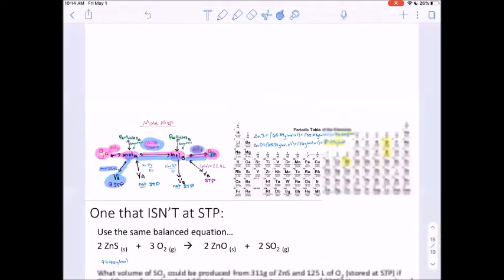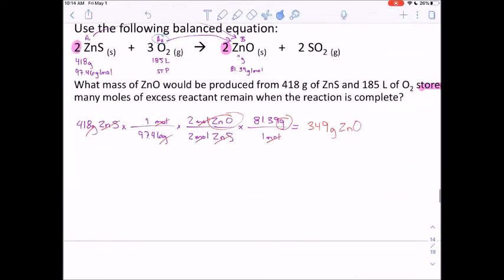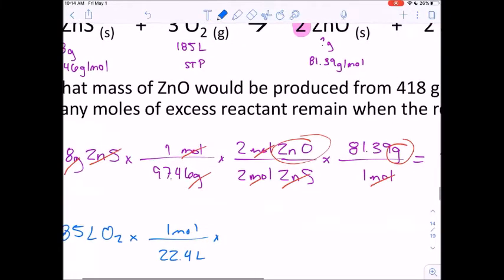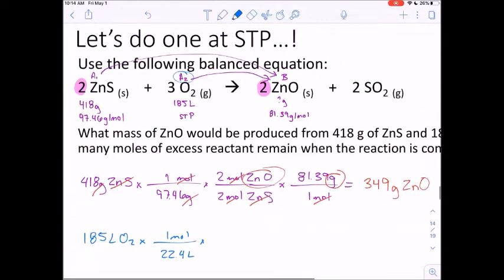So let's go back to our problem here. We're going to start by writing down our information. So I have 185 liters of my O2. First conversion factor is going to be 22.4 liters is equal to 1 mole. Liters has to be on the bottom to cancel out. Next step is going to be that mole ratio. So I have my 3:2 ratio here.